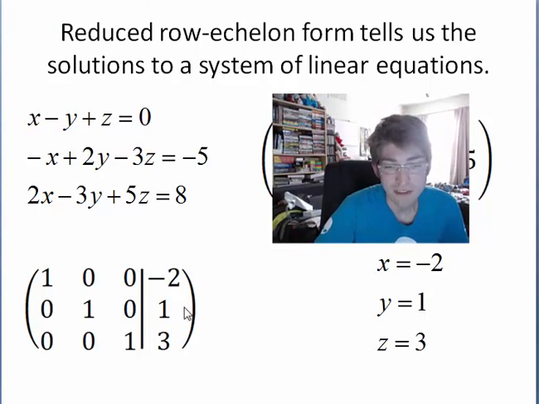Remember that our matrix that we had rewritten was just a different way to organize the information that our system of linear equations told us. Reading across this first line, it tells me that 1 times x plus 0 times y plus 0 times z is equal to negative 2. In other words, x is equal to negative 2. The second line tells me 0 times x plus 1 times y plus 0 times z is equal to 1, which tells us y is equal to 1. And finally, 0 times x plus 0 times y plus 1 times z is equal to 3, which gives us z is equal to 3.